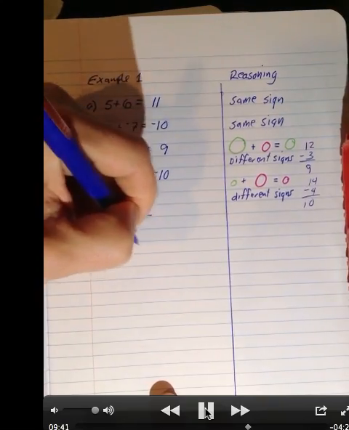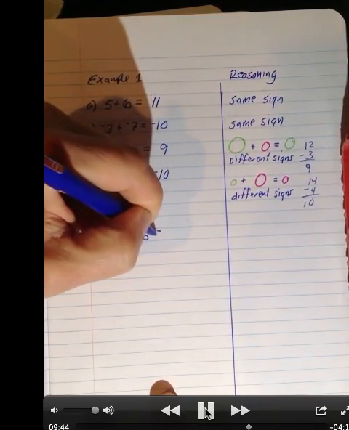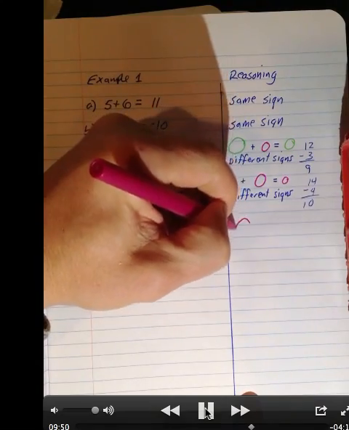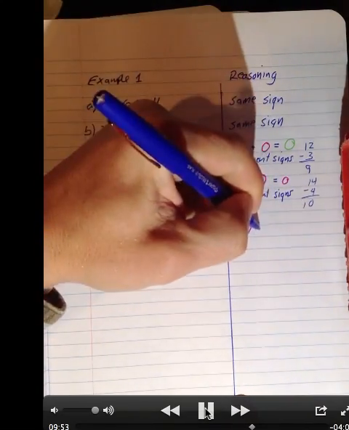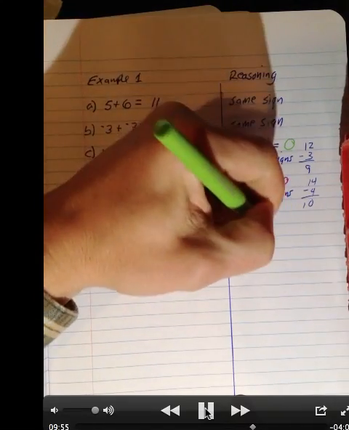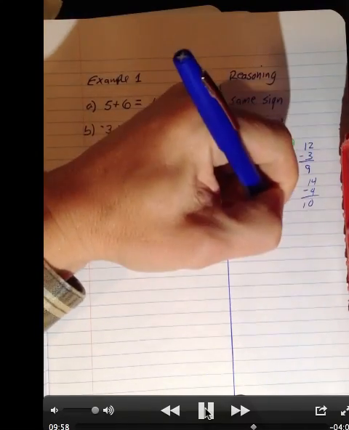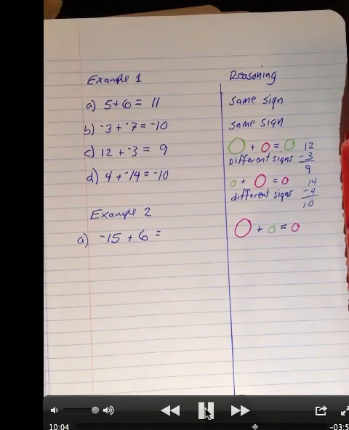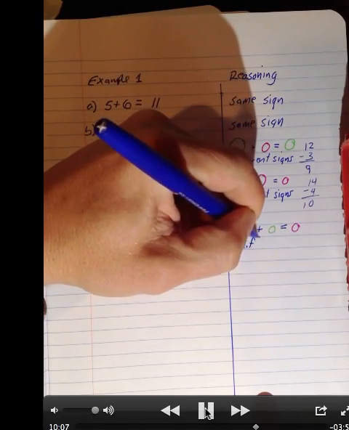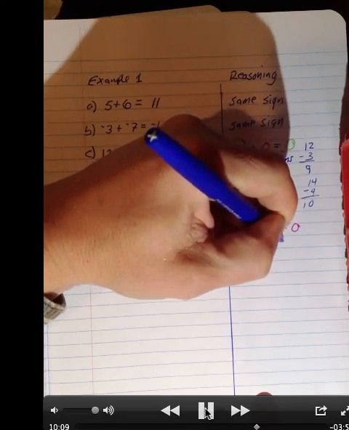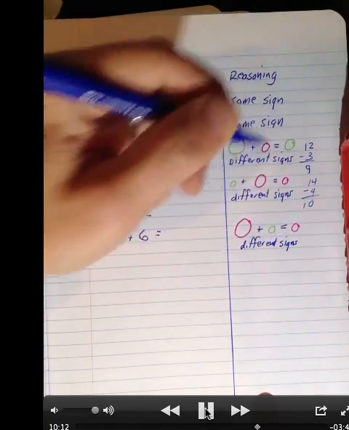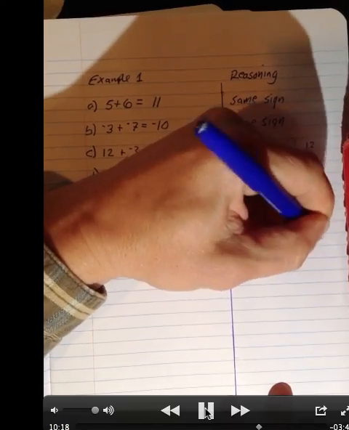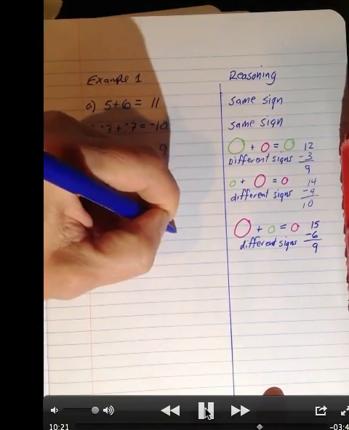Example 2a, we have negative 15 plus 6. The signs are different, so we are going to find the difference. Our picture has a larger negative circle than positive circle because 15 is greater than 6. So the answer is going to be negative. They have different signs, so we find the difference. It's a good thing to memorize. Different signs, difference. This is when we're adding integers. So the answer is negative 9.